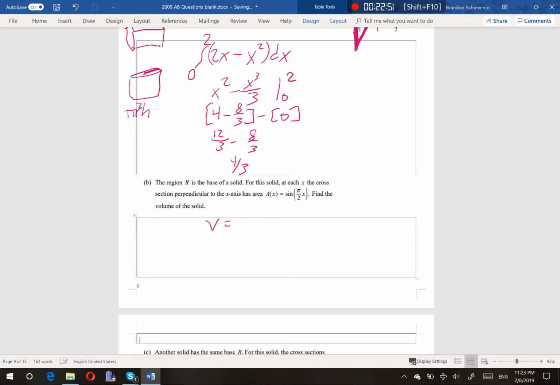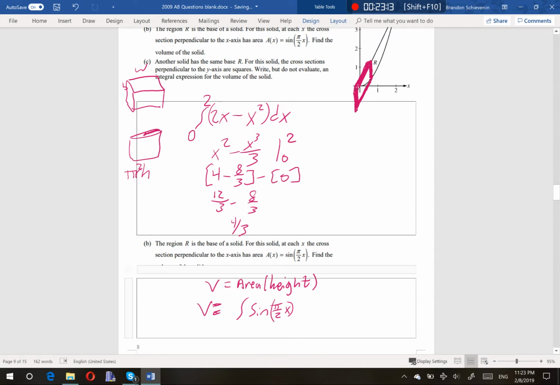Our volume is equal to our area times height. So our volume should be equal to the integral of our area, which is the sine of pi halves x, times our height. Now my height is going to be my infinitely small part here that we've drawn outside of our curves. So you can think of it as the depth of this box that we've drawn should be dx.